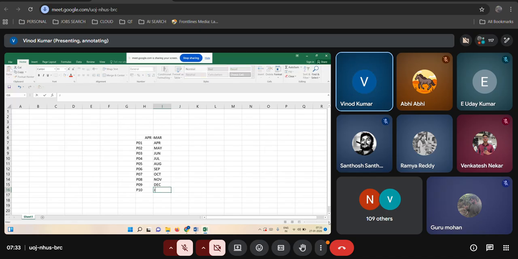Then January, P10, P11, P12. So P11 is February, P12 is March.